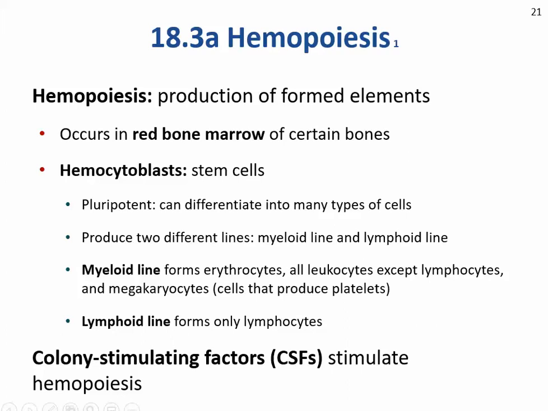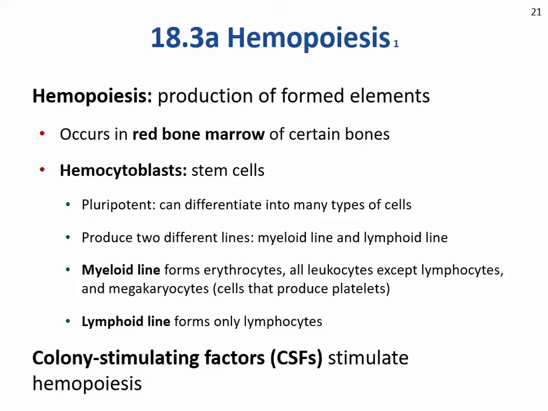Okay, hemopoiesis. In England, they say hematopoiesis. Hemo, both mean blood. Poiesis means production of the formed elements. So hematopoiesis, production of formed elements of blood. This occurs in the red bone marrow.